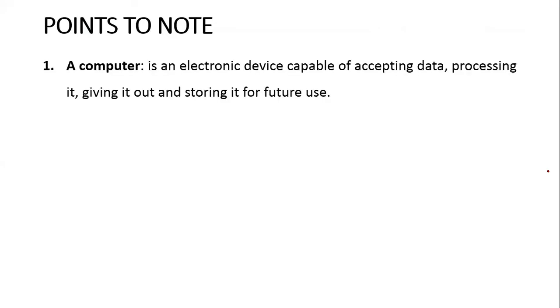All right, some few points to note about computer and calculator are as follows. A computer is an electronic device capable of accepting data, processing it, giving it out, and storing it for future use. So there are a lot of things that can be computers, ranging from phones, laptops, and some other small electronic devices. So any device that is capable of accepting data, processing it, giving it out, and storing it for future use qualifies to be called a computer.